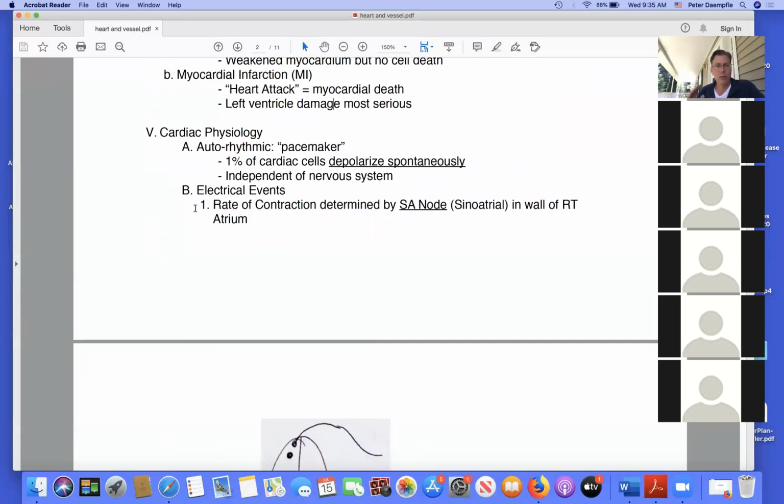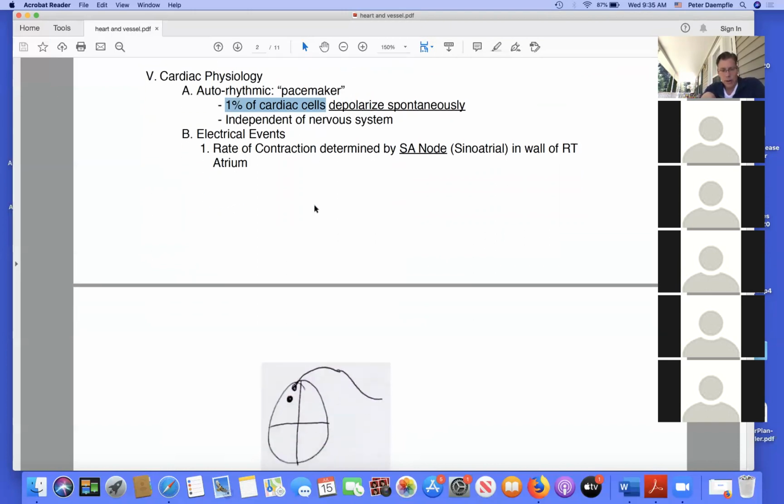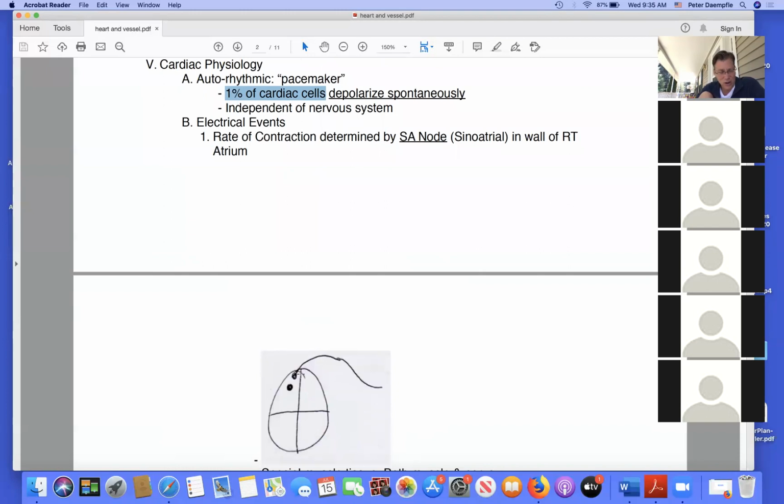All right. You've got what we say the heart is autorhythmic. That means it has a pacemaker. 1% of its cardiac cells depolarize spontaneously. What does that mean? That means there's a little part of the heart in the right atrium. I have a little, don't laugh at the picture of the heart. The picture in the textbook is much better.